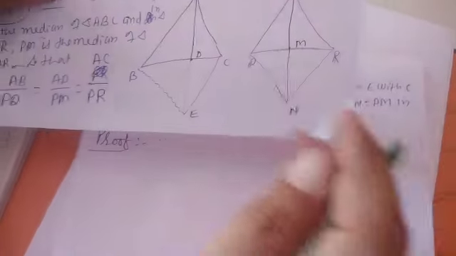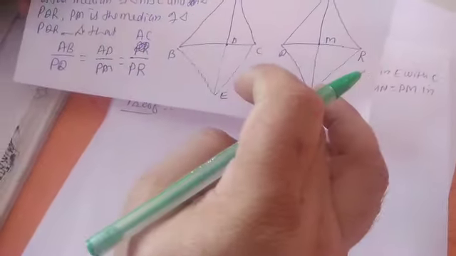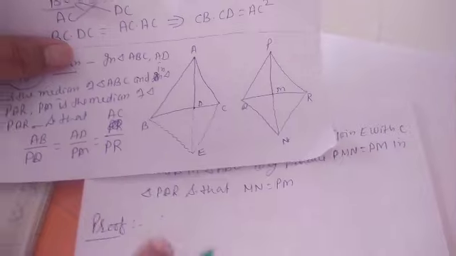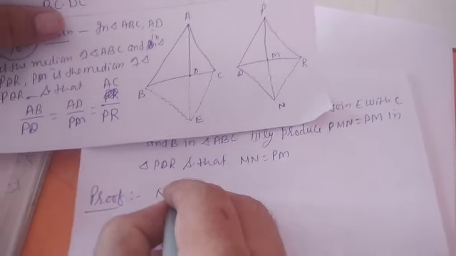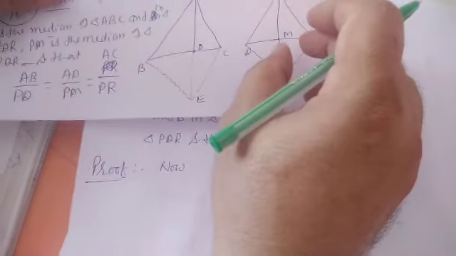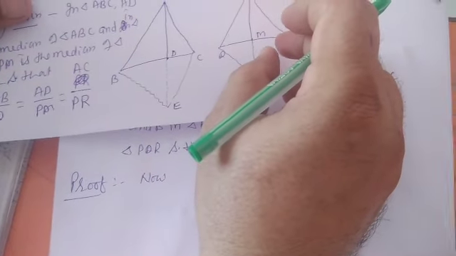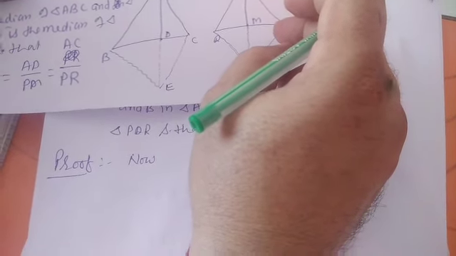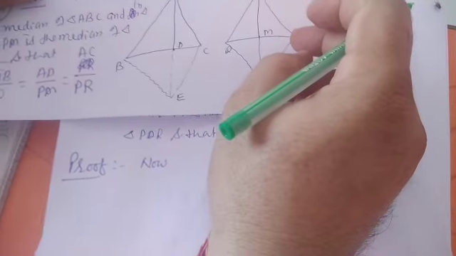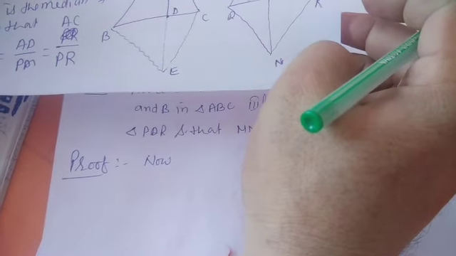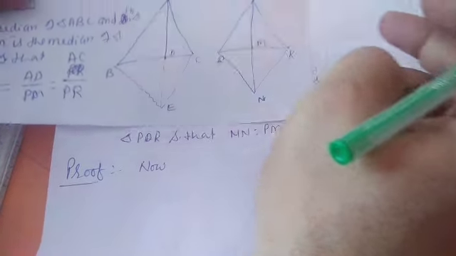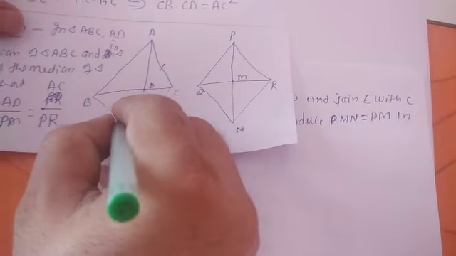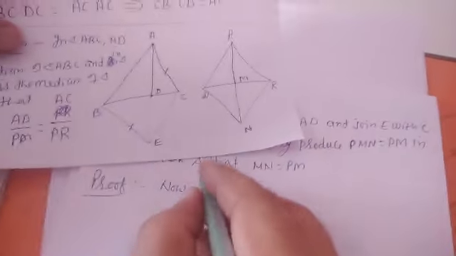So how can we prove? We can prove ABEC is a parallelogram. Now, this is also a parallelogram. This is also a parallelogram. After this, what can we prove? This triangle is congruent, similar to this triangle. So what can you say? This is like this. This side equal to this side.